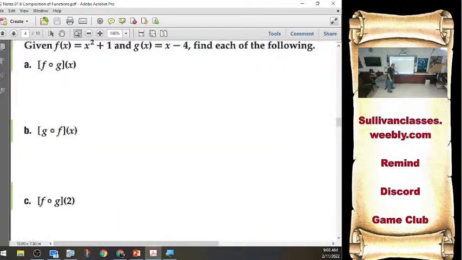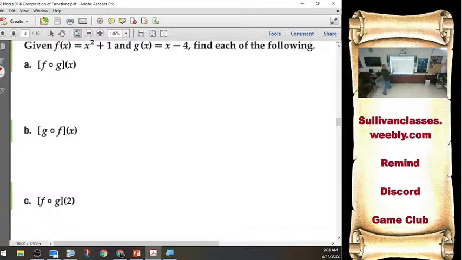Okay. So, it says find each of the following. When we did this in Algebra 2, there was heavy emphasis on just plugging in a number and finding that answer. And I said, but you have to know how to find the rule, not just the answer. You got to find the rule, because now they expect that you can just find the rule.